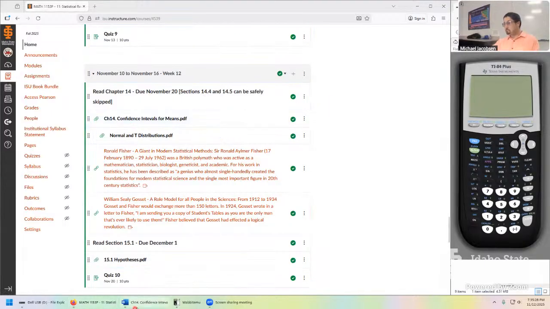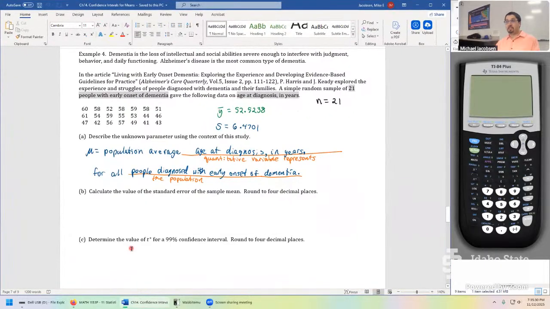Chapter 14, we got to the good stuff doing the confidence interval problems, and we solved one already. So here's the second context we're looking into. The reminder is the random sample is based off 21 people who have early onset of dementia. The actual data itself is the age of diagnosis, making this a quantitative variable. The very first thing we had to do with this data is import it into the calculator and compute the summary statistics that we see here.